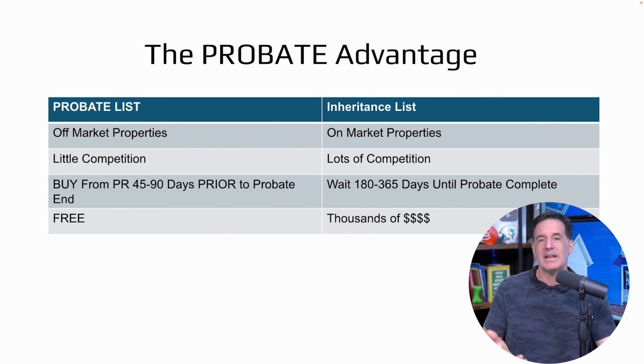Now let's switch over to an inheritance list, which I know you guys get marketed like crazy. They're very, very expensive. And remember, a lot of these properties, once they go through probate, are already on market, and often they're listed with a realtor. There is a ton of competition. There is so much competition, you're not going to get a great deal. And you have to wait anywhere from 6 months to 12 months after the probate. By then, honestly, you are late to the party. And these things cost thousands and thousands of dollars, and they sell it to investors all over the United States.